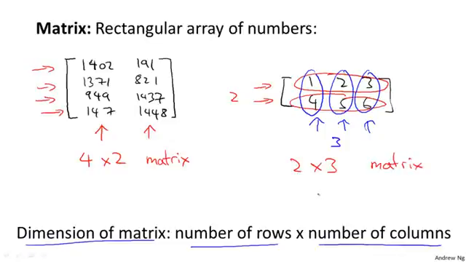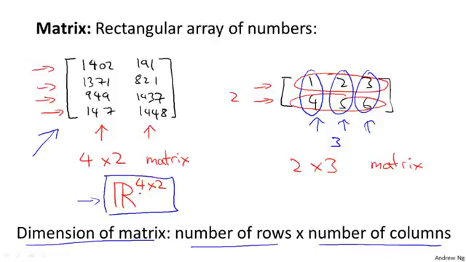And sometimes you also see this written out, in the case of the left, as R^(4 by 2). Or concretely, what people will sometimes say is that this matrix is an element of the set R^(4 by 2). So this just means the set of all matrices that are of dimension 4 by 2. And this thing on the right, sometimes this is written out as a matrix in R^(2 by 3). So if you ever see something like R^(4 by 2) or R^(2 by 3), people are just referring to matrices of a specific dimension.